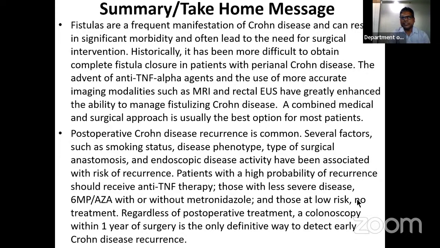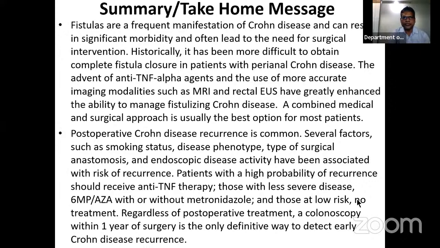Post-operative Crohn's disease recurrence is common. Several factors such as smoking, continuing active smoking, disease phenotype, type of surgical anastomosis, and endoscopic disease activity have been associated with the risk of recurrence.